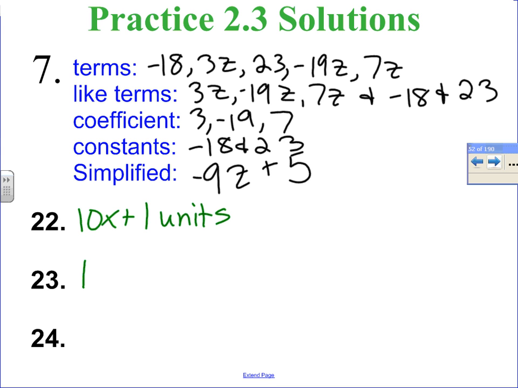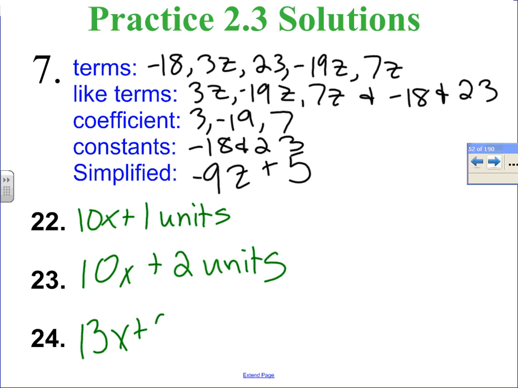Matt? Nope. Annalise? Oh. Never mind. Good. Yep, 10x plus 2 units. 24, Mary. Good job. Okay, we'll come back to questions in a second here. Everyone check those, make sure you're okay.